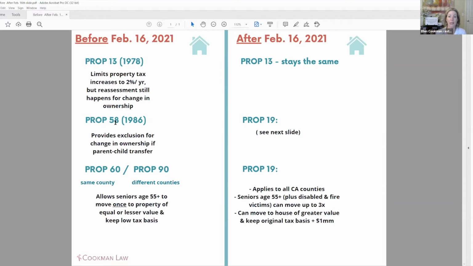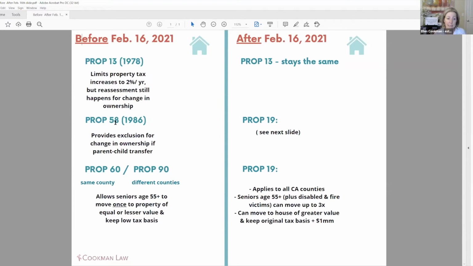They say, if you're a senior, if you're age 55 or older, you can do one downsize, basically. You can move from one property to another property of equal or lesser value, and you can keep your low property tax basis. So it can be very helpful.